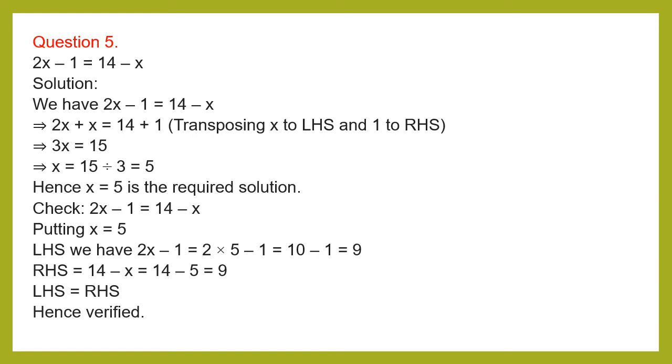LHS we have as 2x minus 1. 2 into x value, which is 5. So 2 into 5 minus 1. 2 5s are 10, minus 1. From 10, 1 goes, which means we'll get 9. So the LHS value is 9.